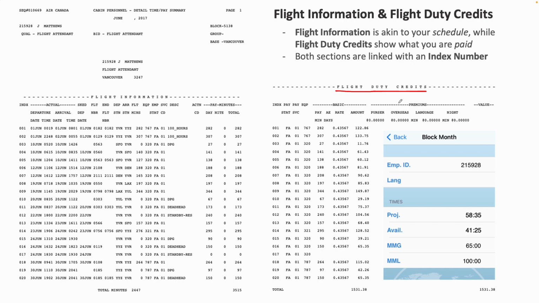The main connection between the flight information section and the flight duty credit section is the index number. So INDX in flight duty credits, that has the same function as INDX over in flight information. It is the index number that links these two sections. Let's talk about the columns in the flight duty credit section and how those are relevant to you when checking your pay.